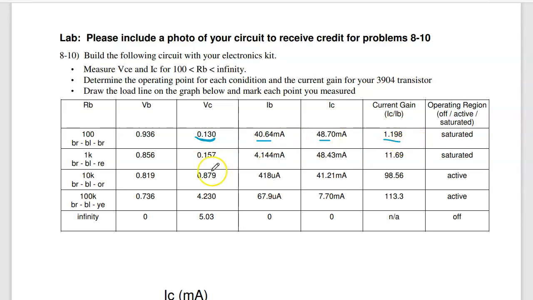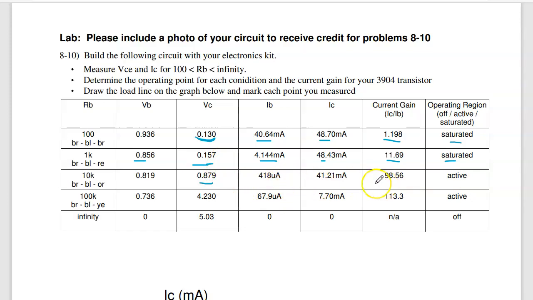So that's saturated. Add a 1K resistor. Same thing, I measure VB, measure VC, calculate IB, calculate IC, take the ratio. And again, this is close to 0.2, telling me I'm saturated. I'm going to make this a 10K resistor. VC went above 0.2, I'm now active. Active is the voltage is bigger than 0.2, less than 5.